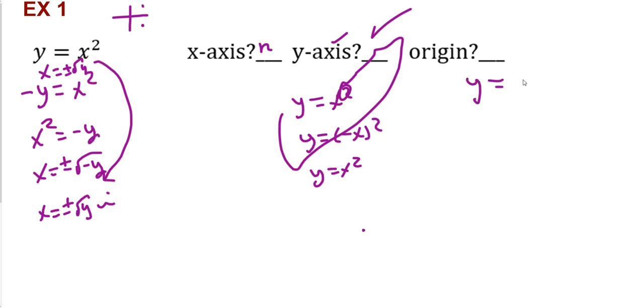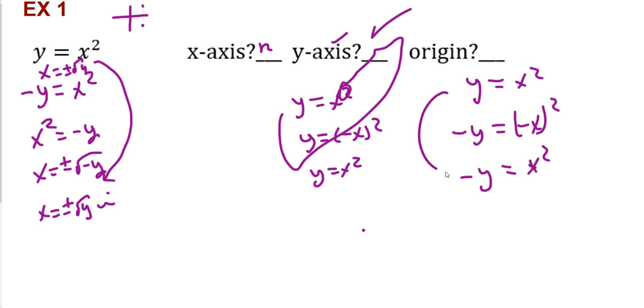Okay? About the origin, it doesn't matter which one we solve for, x or y. Well, we just got it already solved for y. So we're going to have negative y is equal to negative x, squared. So negative y is equal to x squared. These are not the same, so it is a no.